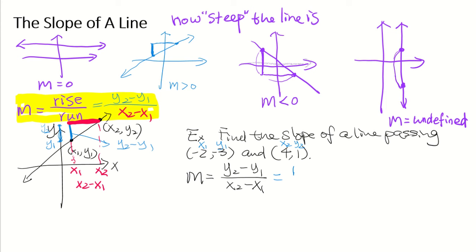So y2, 1, minus y1, -3, divided by x2 here is 4, minus x1, which is -2. This will give you 4 on top, over the bottom is 6. So 4 over 6 is not a simplified fraction. You can divide the top and the bottom by their common factor, which is 2. Make it 2 over 3. That is the slope of this line passing those 2 points.